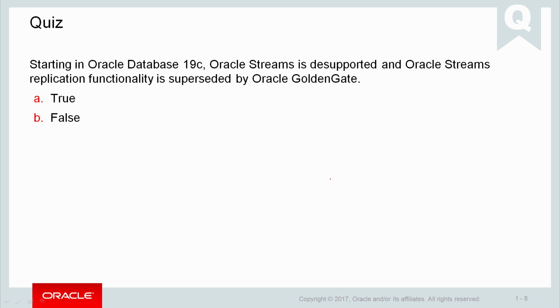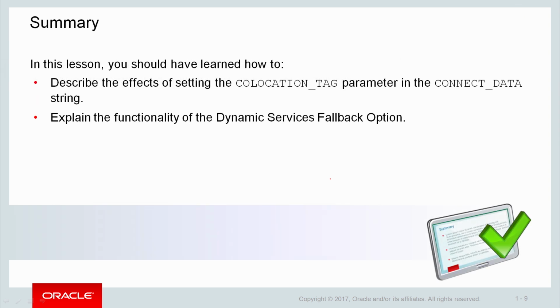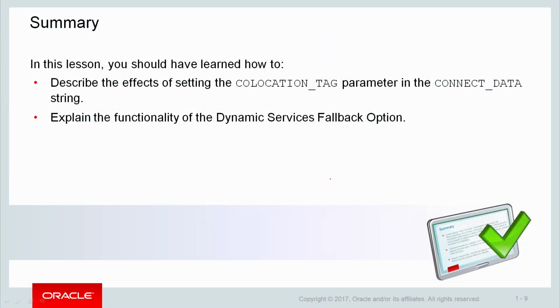And starting in database 19C, Oracle Streams is desupported and Oracle Streams replication functionality is superseded by Oracle GoldenGate. We've got true or false here, and the answer is true. So just to summarize, in this lesson you should have learned how to describe the effects of setting a co-location tag parameter in the connect data string and explain the functionality of the dynamic services fallback option.